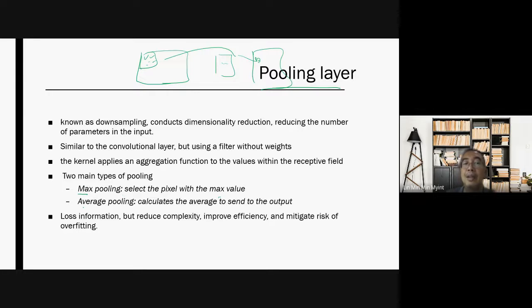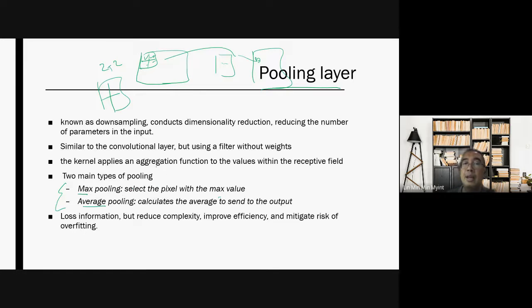Or if we calculate, like 2 by 2, we read 4 adjacent elements in the input and find the average. That is average pooling. Maximum means from those 4 we find the maximum one. We just calculate that.